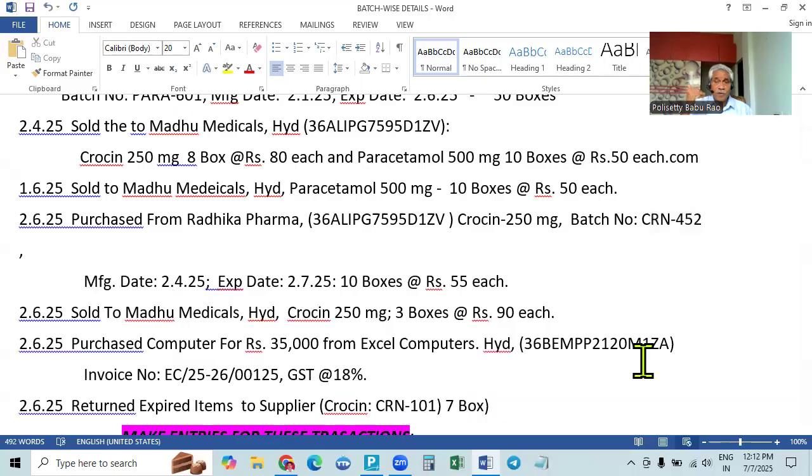Now, the expired amount is over. That is 7 expired items. Out of the 10 purchased, again 3 sold. Still, in this also 7. There will be 14 items in stock.